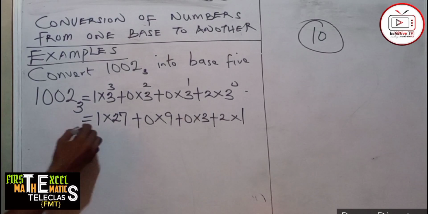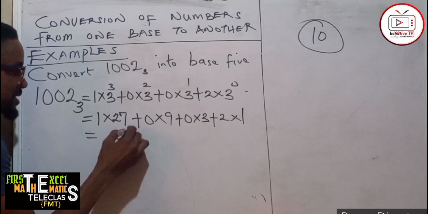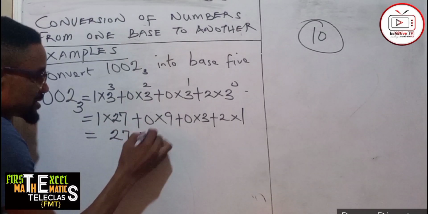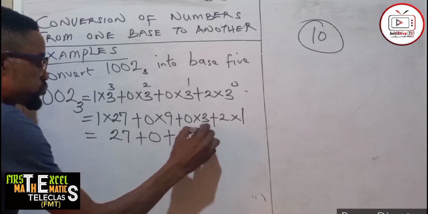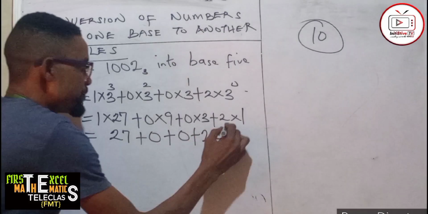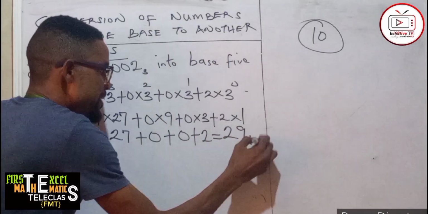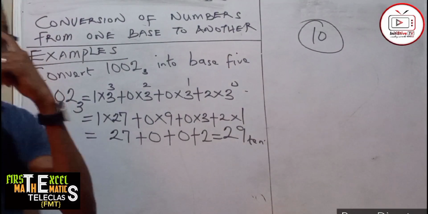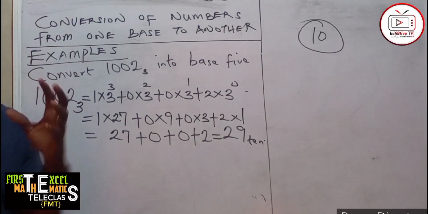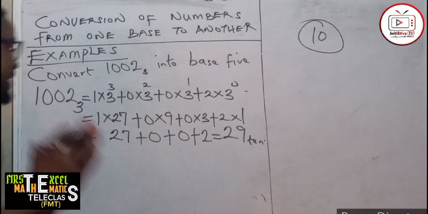I believe you're getting that. So 1 times 27 gives me 27, plus 0 times 9 is 0, plus 0 times 3 gives me 0, plus 2 times 1 is 2. Addition of everything gives me 29 base 10. For the benefit of those that are writing down, let's quickly use the shortcut and see if we get that.